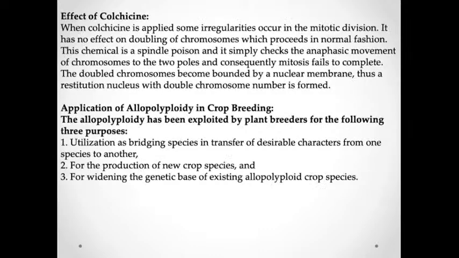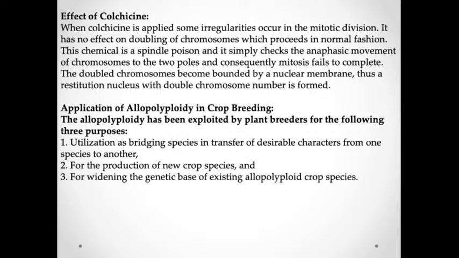Effect of colchicine. When colchicine is applied, some irregularities occur in the mitotic divisions. It has no effect on the doubling of chromosomes, which proceeds in a normal fashion. This chemical is a spindle poison and it simply checks the anaphasic movement. So it acts like a spindle poison, checking the anaphasic movement of the chromosomes to the two poles.